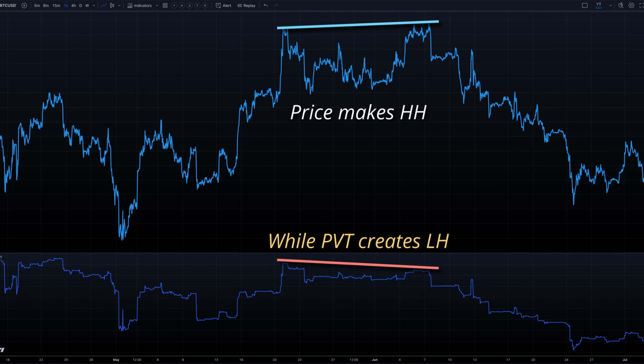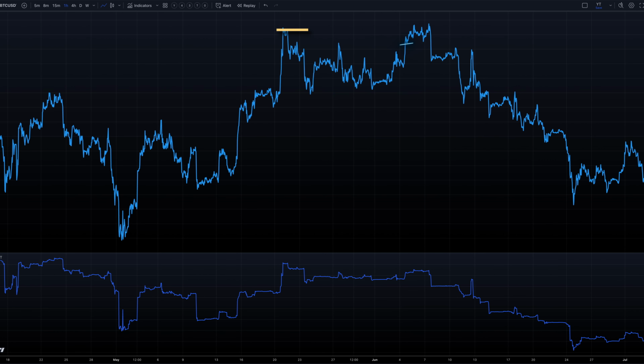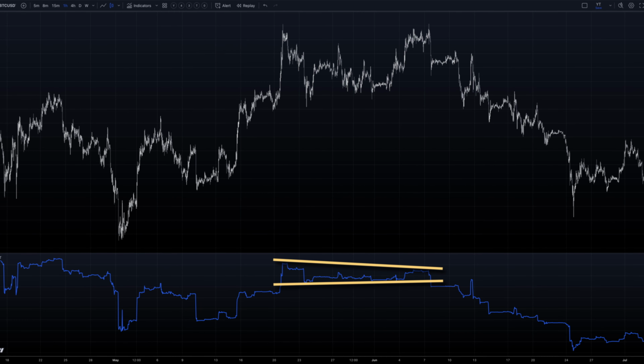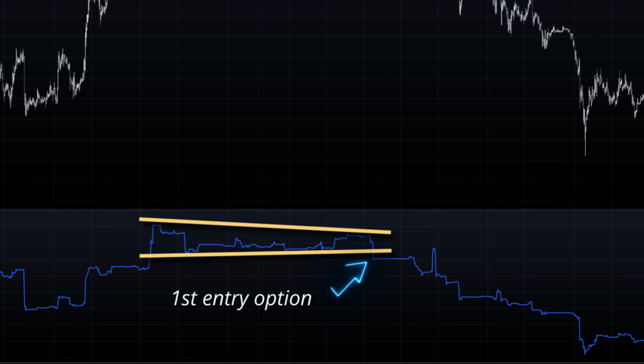Switching to a line chart can help us see these patterns more clearly. You can also notice that price struggles to get much further past the previous high, indicating weakening momentum. So we connect the recent peaks on the PVT and wait for it to break either of these lines. If you prefer a more aggressive approach, you can enter once the PVT breaks through the line.